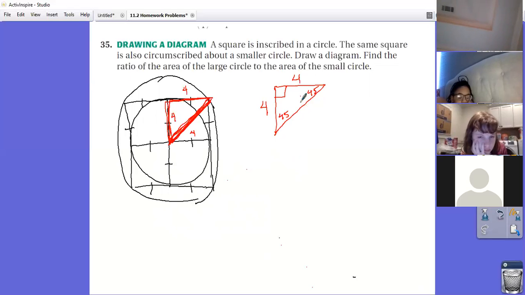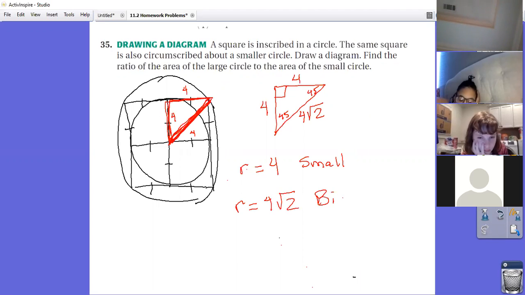So if you remember back from our little formula, the hypotenuse would be, you take a leg, which is 4, times square root of 2. But like I mentioned, guys, you could have chosen any number for these. I chose 4, you could have chosen any other number. It doesn't matter what number you chose. So now I have the radius of the small to be 4, and the radius of my larger circle to be 4 square roots of 2.